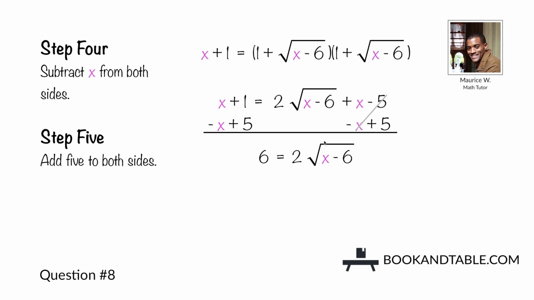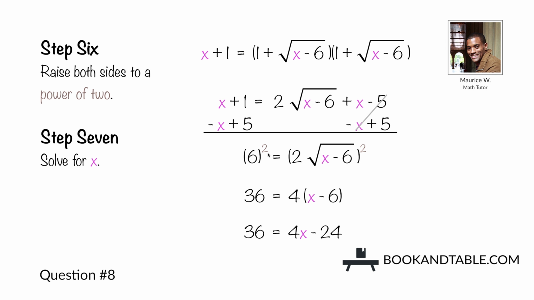Now that you've isolated the second radical term, raise both sides to a power of 2. That eliminates this radical. 6 squared is equal to 36. 2 squared is equal to 4. The square root of x minus 6 squared is equal to x minus 6. You then want to distribute this 4 to each term. 4 times x is equal to 4x. 4 times negative 6 is equal to negative 24.